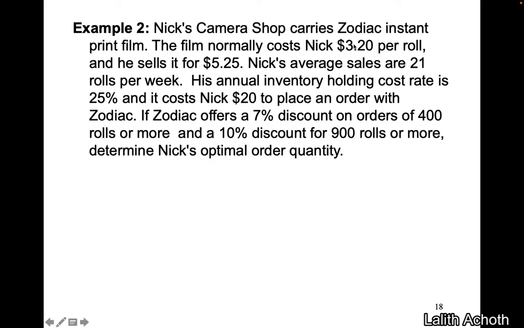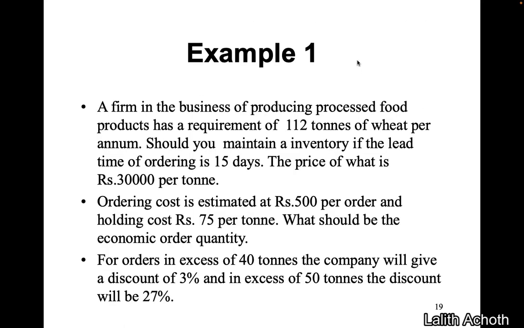At 900, this price of $3.20 will be reduced by 10%, so it will become 3.2 into 0.9. So it will be about 2.88, something like that. And then see which is giving you the lowest cost, and then you can find out the economic order quantity. Now we'll work it out, and that's the explanation.